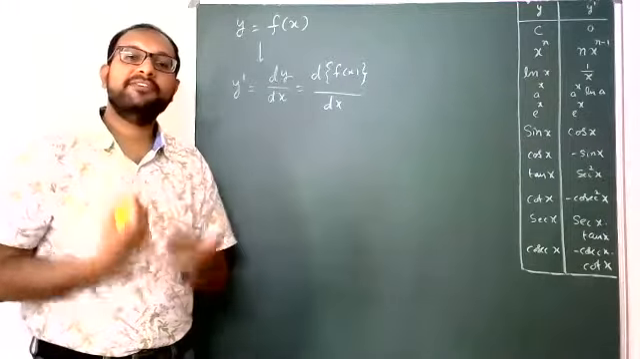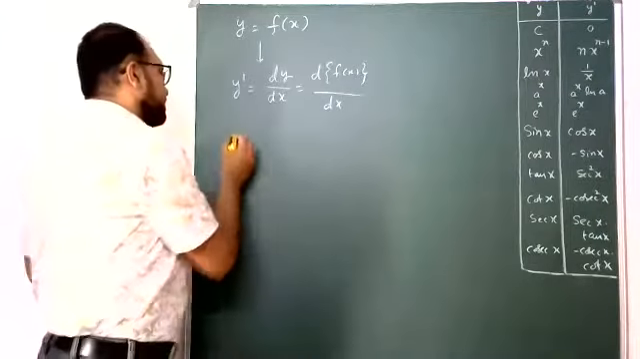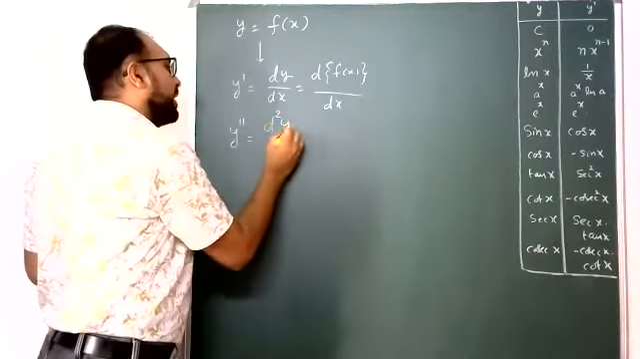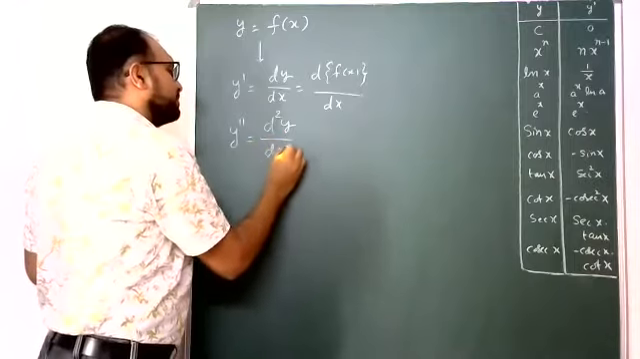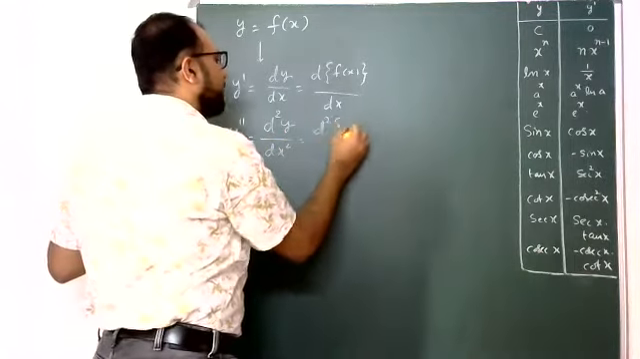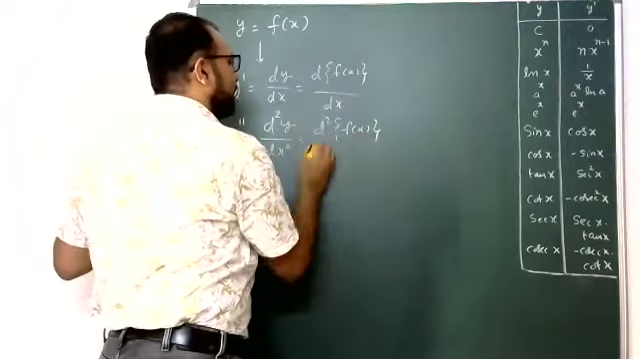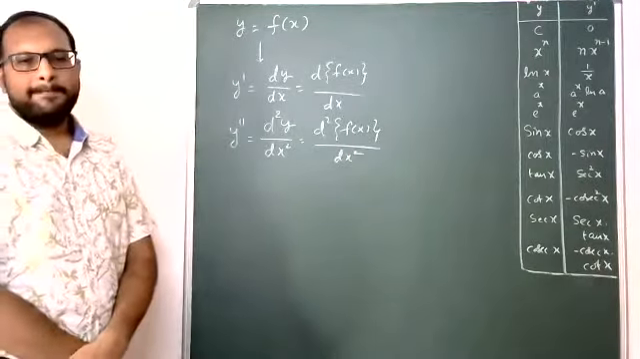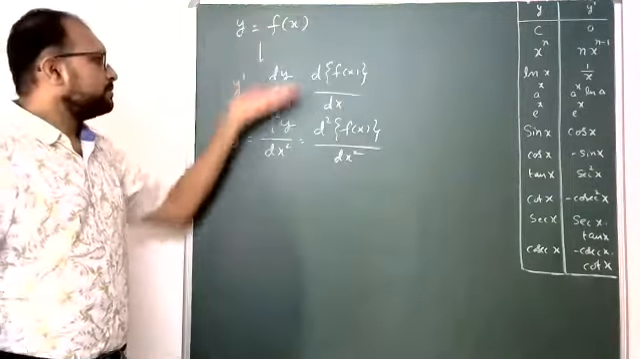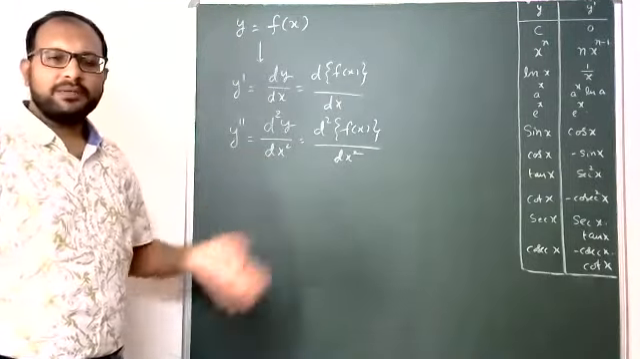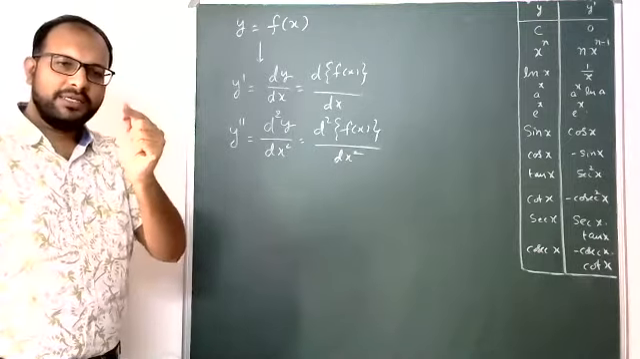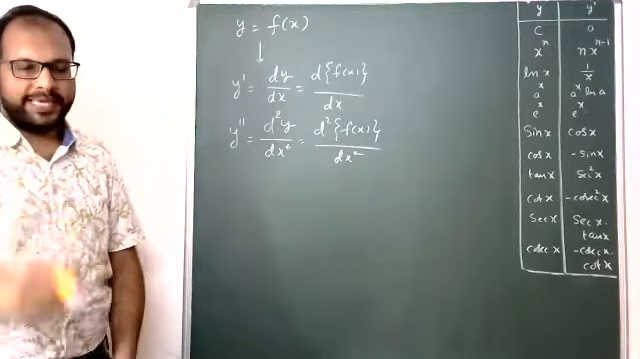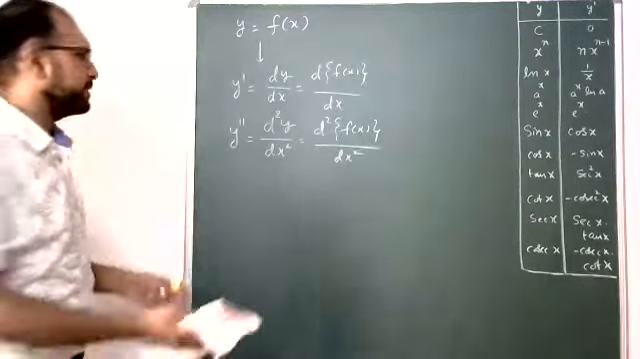Now coming to double differentiation: y double prime equal to d square y by dx square, that is d square f of x with respect to x. Double differentiation means whatever the first derivative you got, one more time you need to differentiate that function. One example I will tell, just wait.